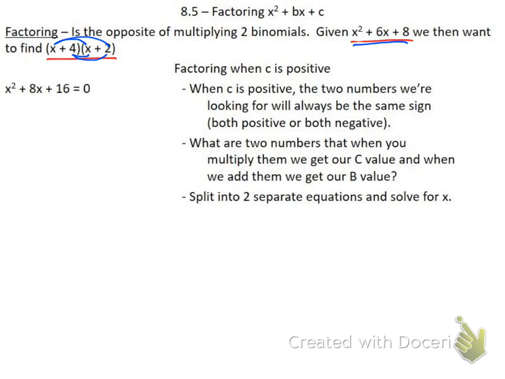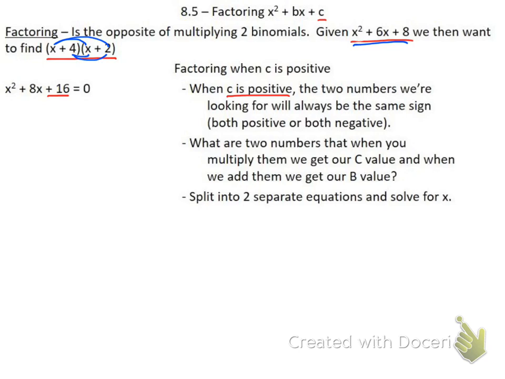So with the first problem, the first set of problems on the top of your notes is going to be when my c value is positive. So when we name these, our c is going to be our constant, which is just our regular number. So in this case, it's going to be my positive 16 here. So off to the right-hand side, underline: c is positive.